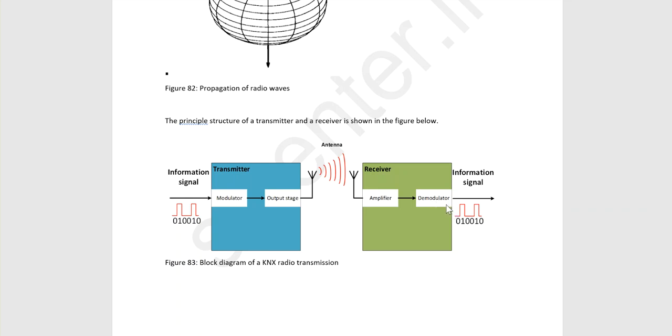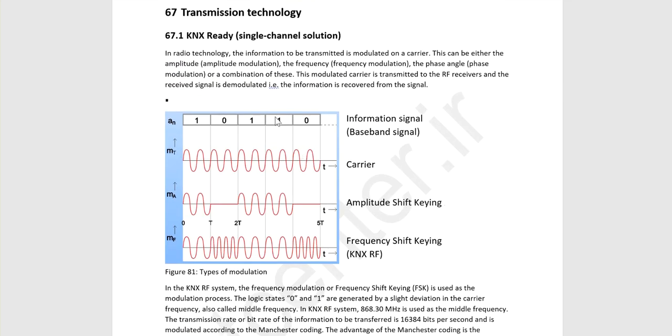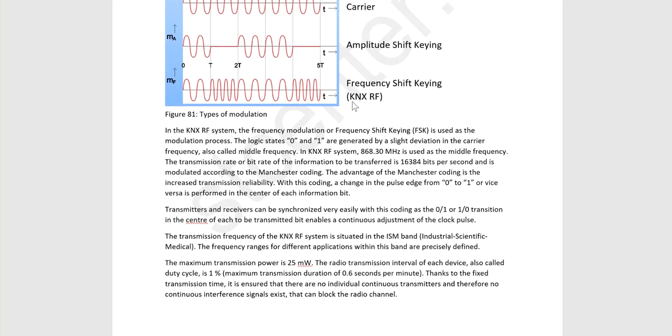Okay, great. So in radio technology, the information to be transmitted is modulated on a carrier. This can be either the amplitude, the frequency, the phase angle, or a combination of these manners. This modulated carrier is transmitted to the RF receiver, and the received signal is demodulated. The information is recovered from the signal, as I told you in the block diagram.